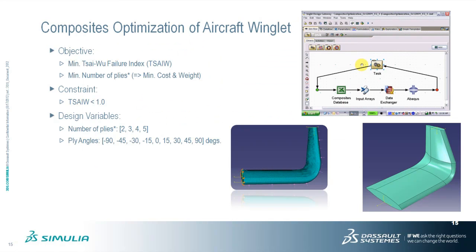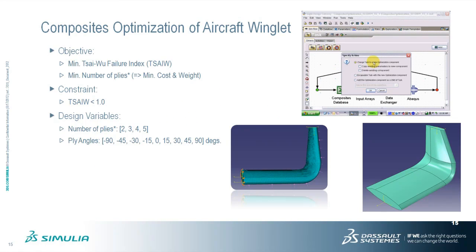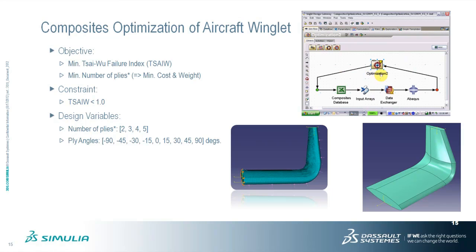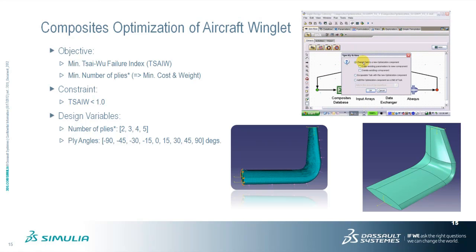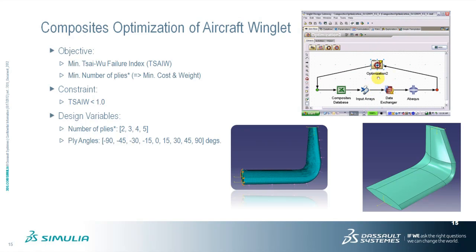Okay, so let's get back to our problem, the composites optimization of an aircraft winglet. What we're going to do here is put together a very simple SimFlow, which you can see in the top graphic here, that is going to include just a couple of components. The first component is a composites database. As part of this SimFlow, we're going to import the very latest material properties that maybe our test group has tested, and we're going to map those into our simulation model for analysis.